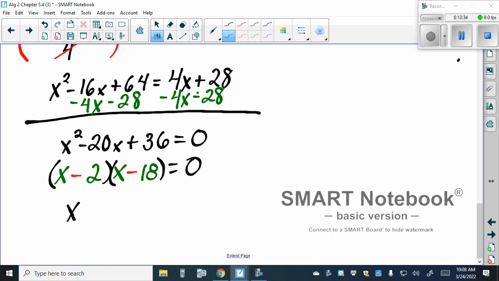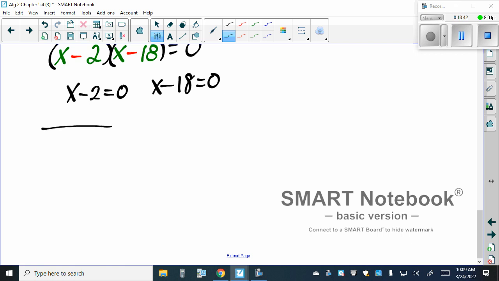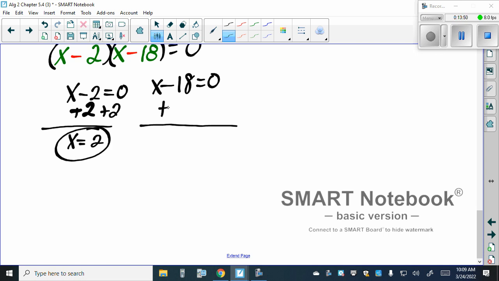Now at this point here, we would set both of these equal to 0. Here we would add 2 to both sides, telling us x is equal to 2. Here we would add 18 to both sides, telling us x is equal to 18. So once we got this all the way down and solved, it's saying that x is equal to 2 or x is equal to 18. Any questions on this here?